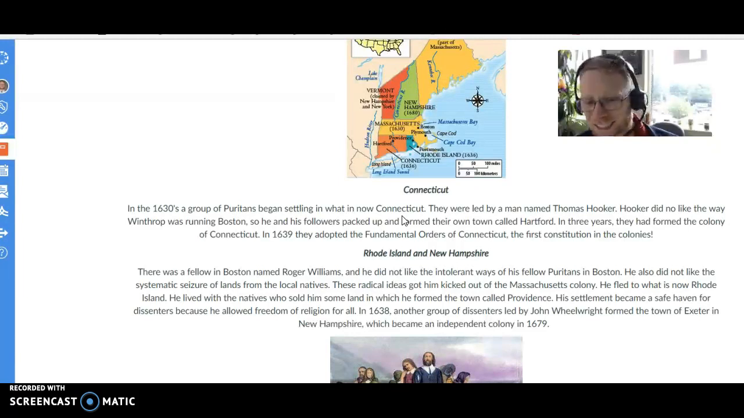In 1638, another group of dissenters, led by John Wheelwright, formed the town of Exeter in New Hampshire, right there, which became an independent colony in 1679. So you ended up starting here with your Pilgrims in Plymouth, those rowdy Puritans in Massachusetts, and then people kept breaking off to form new colonies because they didn't like the Puritan rule of the Massachusetts Bay Colony.